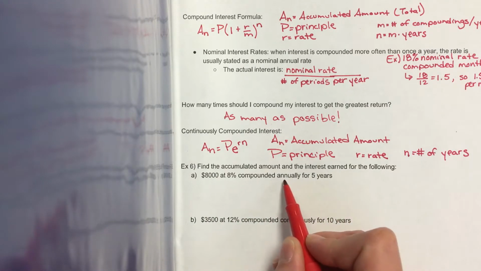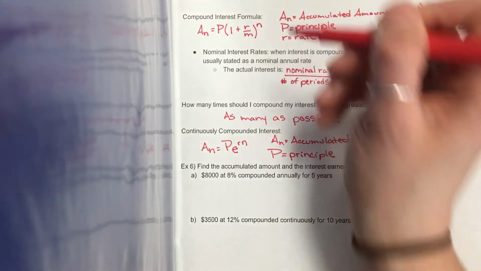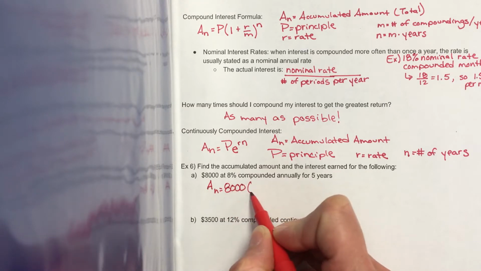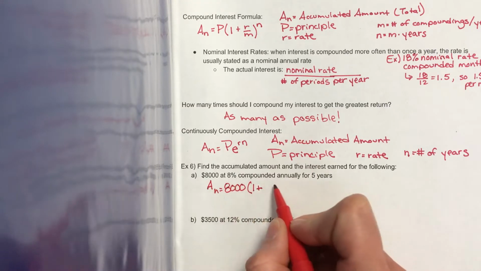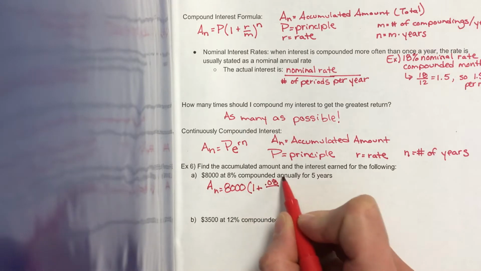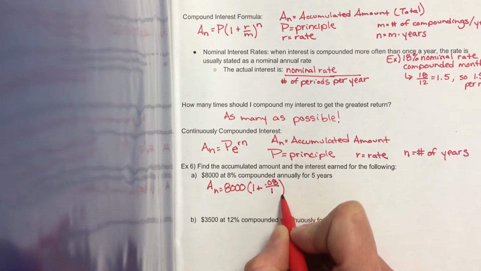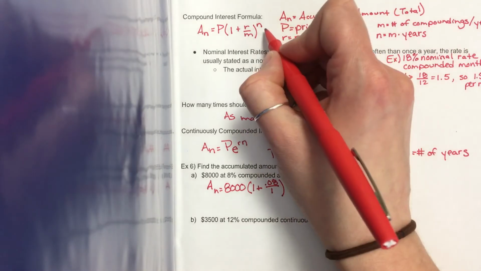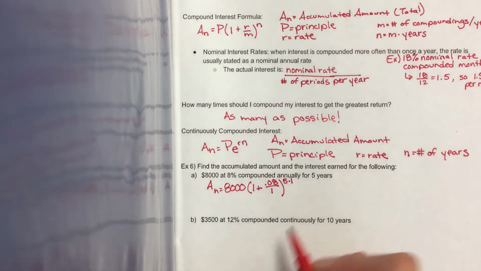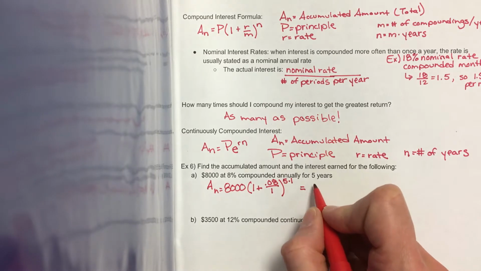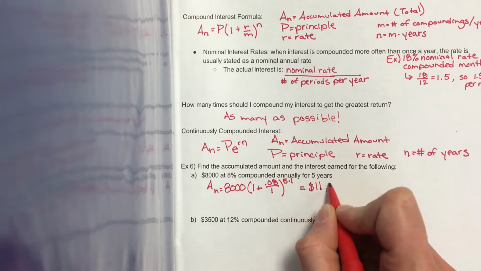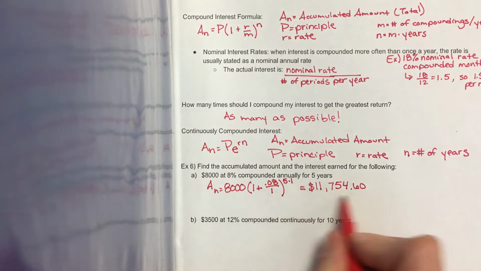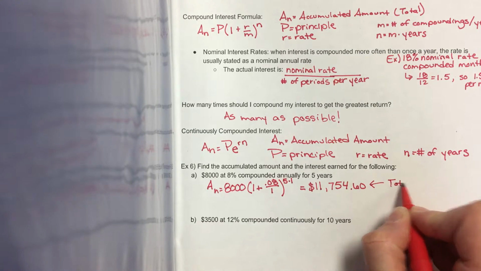So it tells me how frequently I'm compounding. That's this formula, regular compound interest. So my accumulated amount would be 8,000 times 1 plus my rate is 8%, so 0.08 over, if we compound annually, that means our M is 1. And then our time is 5 years, so our exponent would be 5 times 1. Right? Since N is M times number of years. When I type this in my calculator, we come up with an accumulated amount of $11,754.60.